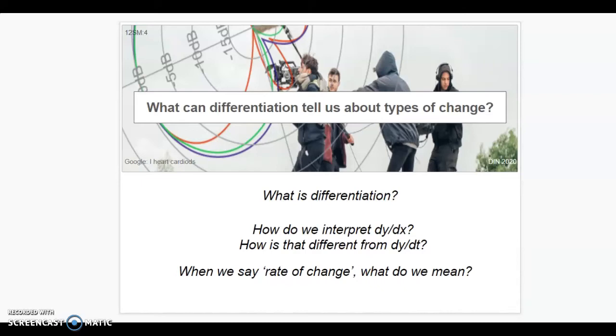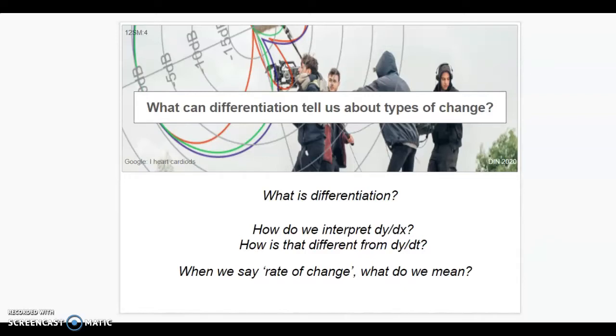Okay, students, so welcome to our first proper remote learning lesson, first lesson of differentiation, and our inquiry this time is going to be what can differentiation tell us about types of change. This might be a slightly longer video and slightly longer lesson than normal. I'm interested in your feedback about how it goes, and there'll be a little survey at the end.